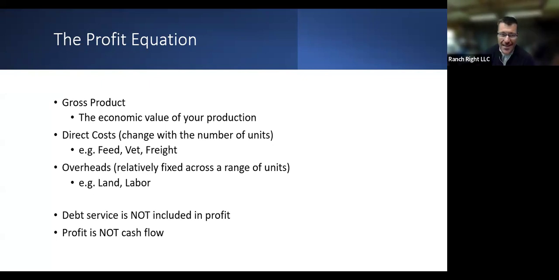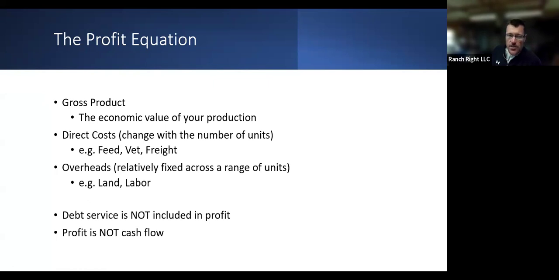We want to make sure that it is not cash flow. To run through the whole profit equation, we take our gross product, we subtract our direct costs, and remember those are costs that increase in proportion with the number of units, so animals or acres, depending on what we do. Then we subtract our overheads. Overheads are not necessarily fixed in the sense that they can't be changed. They just don't vary with the number of underlying units. And then that gives us a net income.